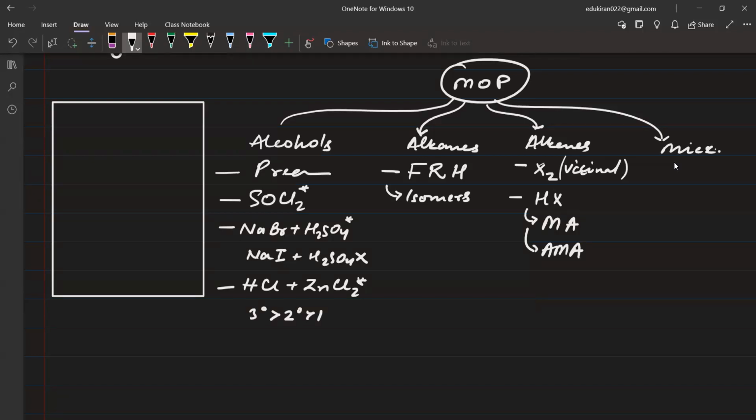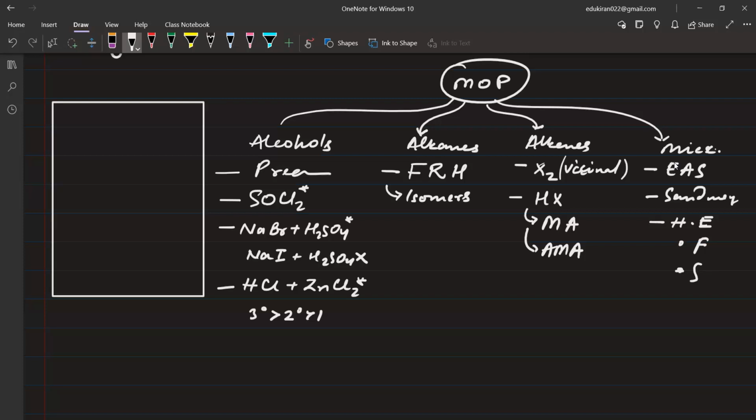What are the miscellaneous? Miscellaneous number one is electrophilic aromatic substitution. Then the next one is Sandmeyer. And then the next one is halogen exchange that we just did. So in halogen exchange, you will have fluorine and you have two things. You have the Finkelstein reaction and you have the Swarts reaction.